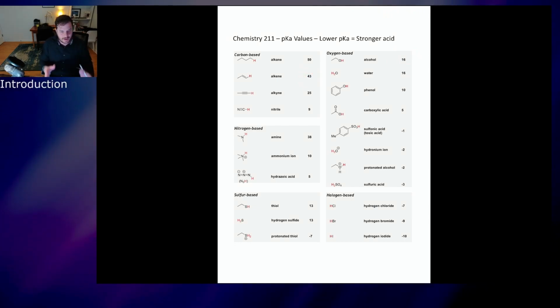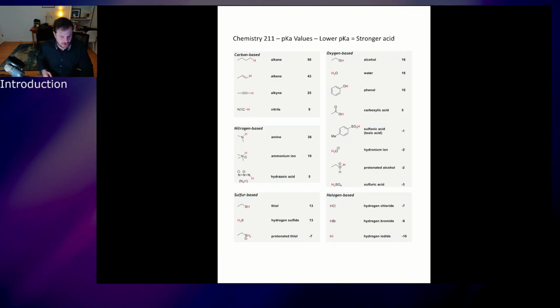So I do ask you to memorize this pKa table, which I will post to Canvas to allow you to review if you haven't memorized these values already. It's going to become very, very important in this class to know these numbers. It's going to give you a chemical intuition that's going to be helpful for solving problems. And it's important to recognize here that the lower the pKa value, the stronger the acid.